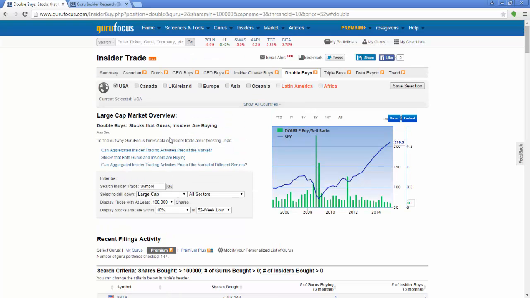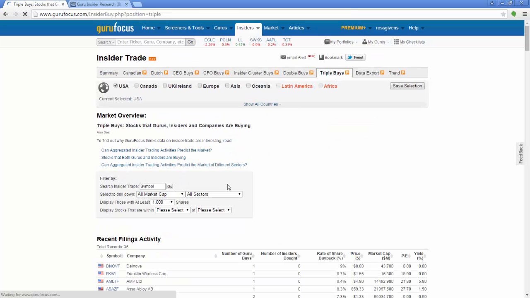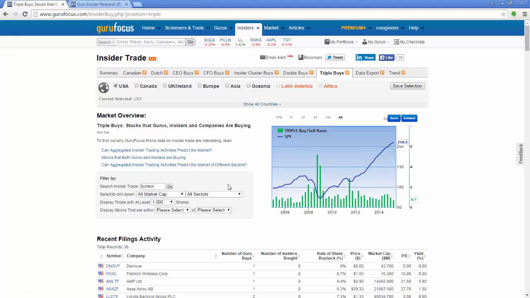Now, this is the double buys. Triple buys are the same, but it adds company buying. Okay, so what does that mean? Well, it's stock buybacks, right? And buybacks are one component of the market. We love to see buybacks. I like to look for stocks that I call kind of cannibal stocks that are aggressively buying back their shares. And hopefully you guys as intelligent investors understand the power of stock buybacks, right?